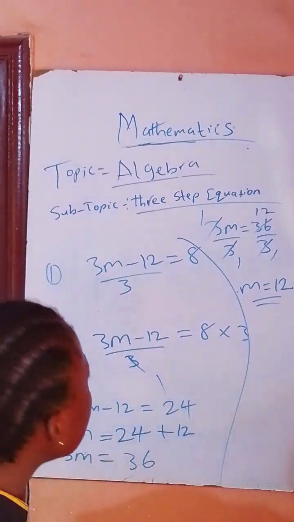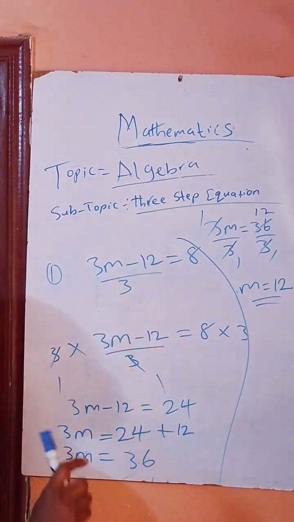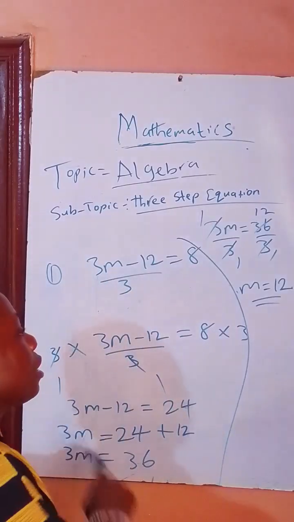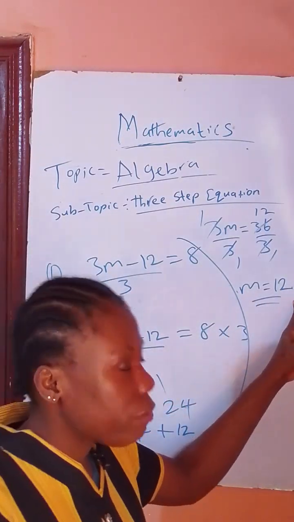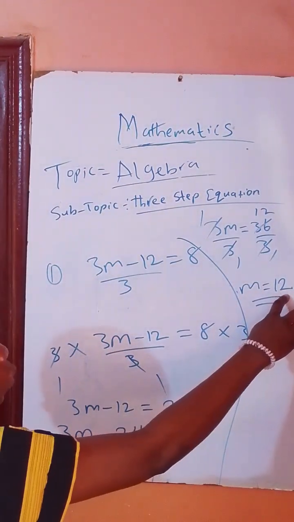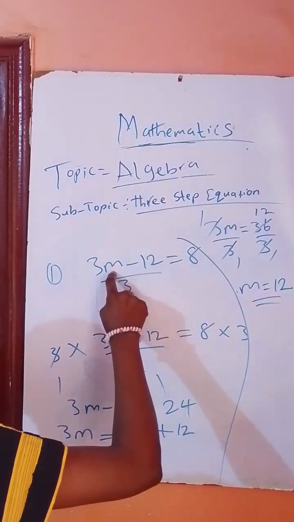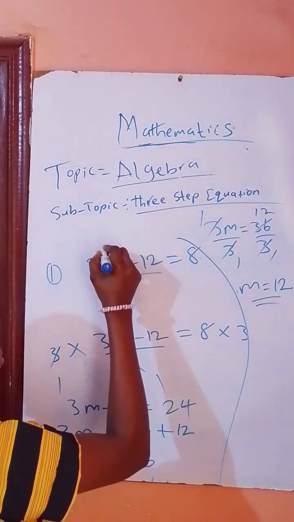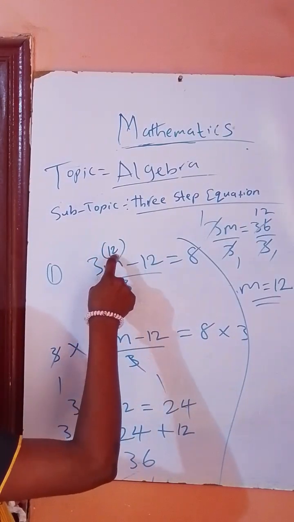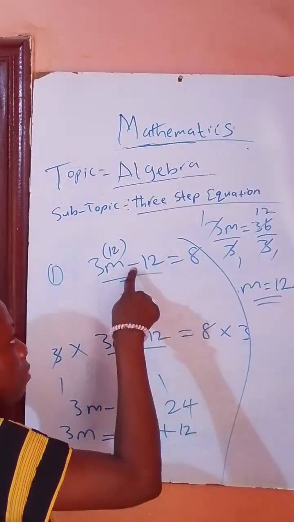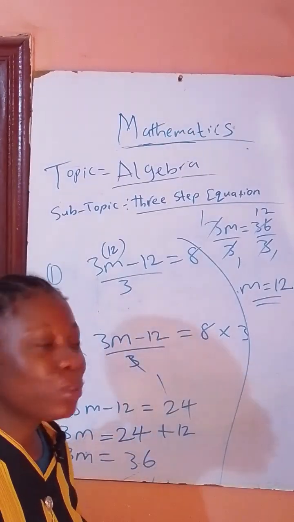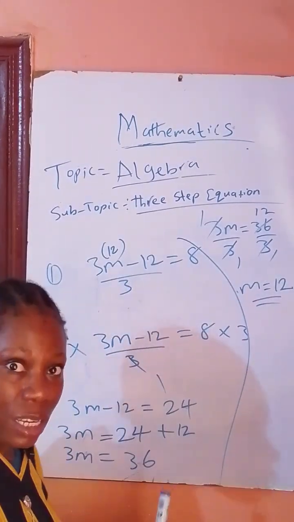In this question, we did not know our m. They asked us to find the value of m. Now our m is 12. Let's check whether our answer is correct. We replace this m with 12. 3 times 12 gives us 36. 36 minus 12 gives us 24. 24 divided by 3 gives us 8. That means the answer is correct.